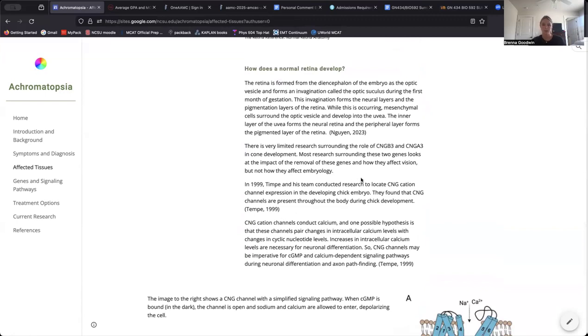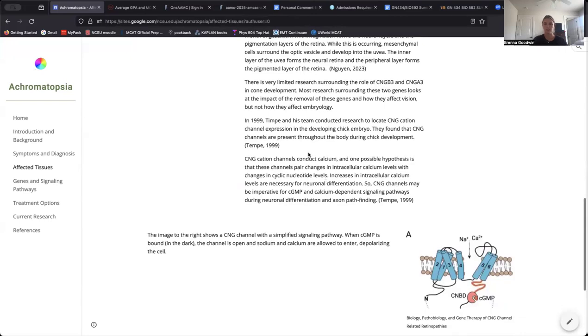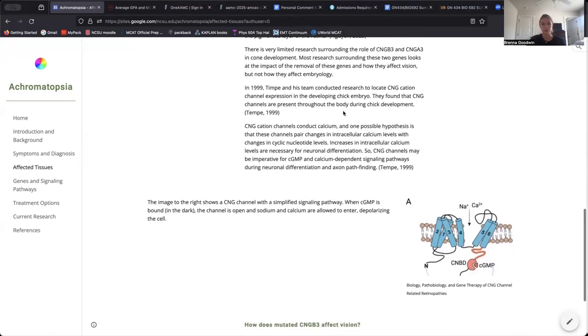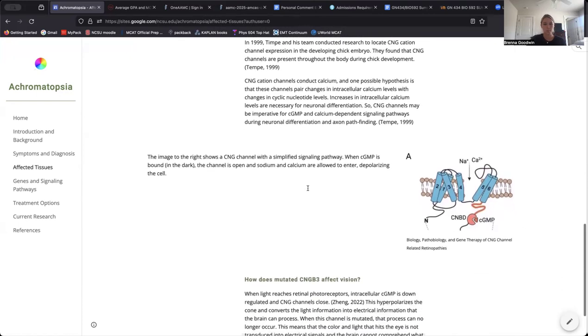I did my best to find some things on the role of CNG in that process, but I couldn't find a paper on it. So I wrote down how the retina develops from the pages that I could find. And then I did find a research article talking about where CNG can be found during development in a developing chick embryo, which was pretty interesting because it was present throughout the body during development.